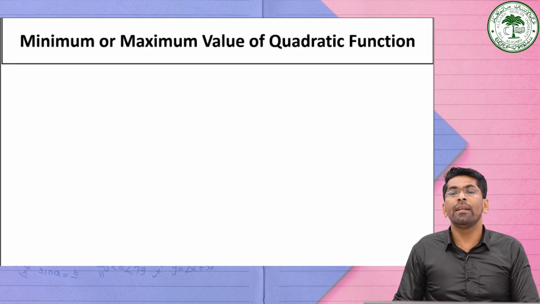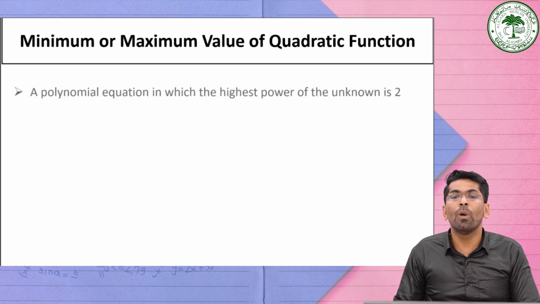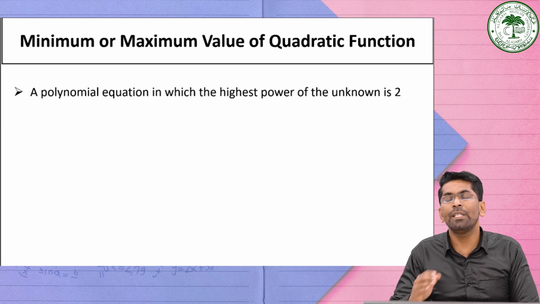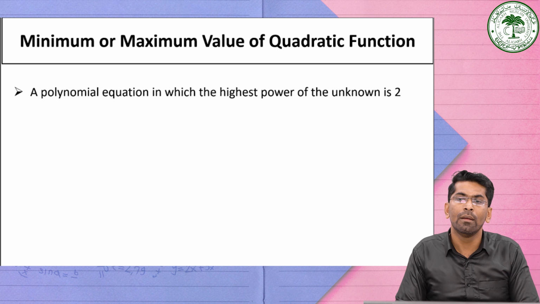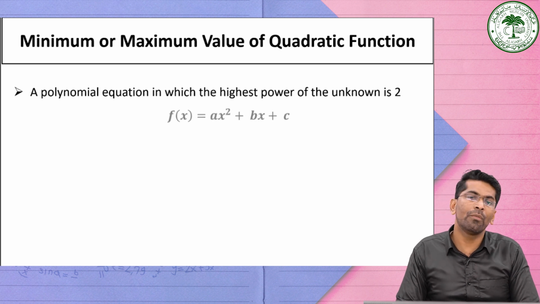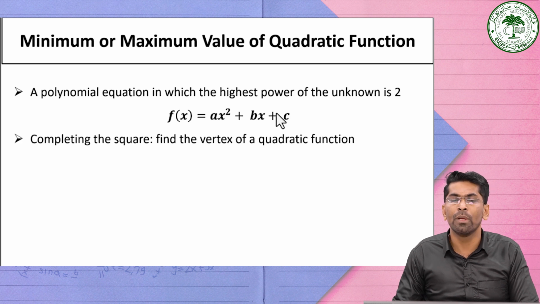As we discussed in the previous lectures, a quadratic equation is a polynomial equation in which the highest power of the unknown is 2. The general or standard form of the quadratic equation is f(x) = ax² + bx + c = 0, where a, b, c are constants and a is not equal to 0.